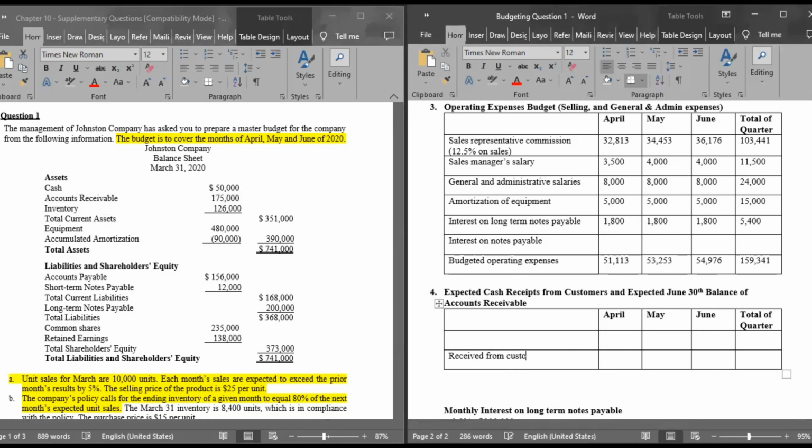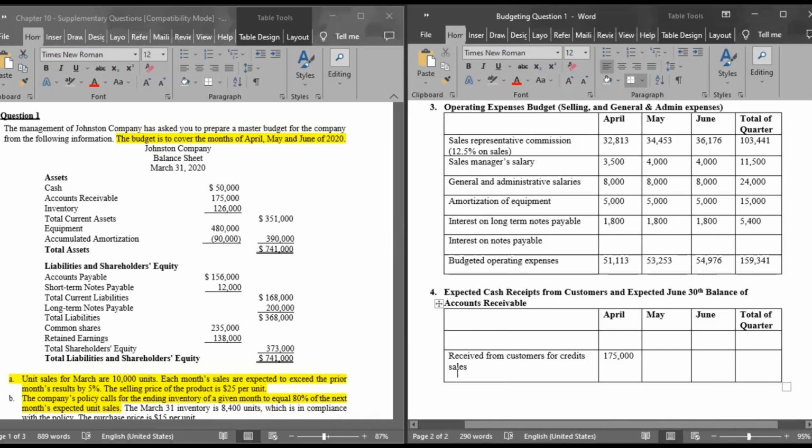Received from customers for credit sales. So the credit sales for the month of March are 1,95,000. So in April, first of all, we will receive this full amount in the month of April. Then it means that we have received the amount of March in April. Next, we will receive the April amount in May.